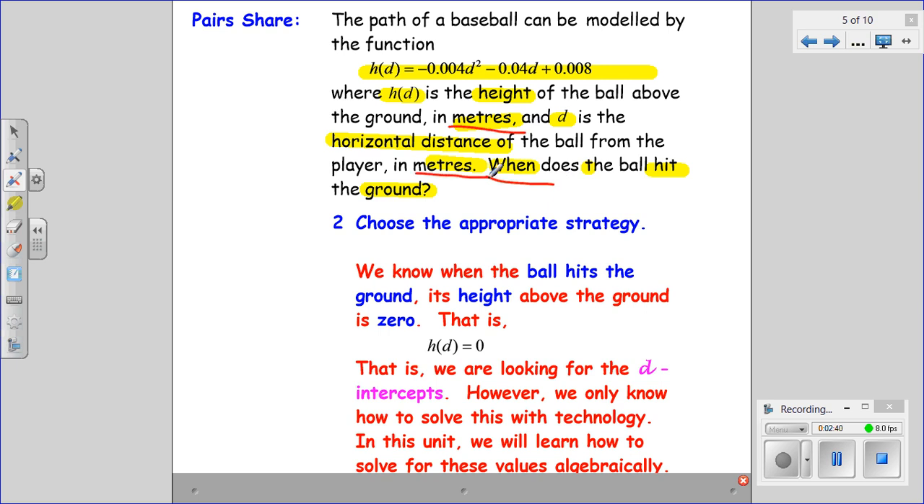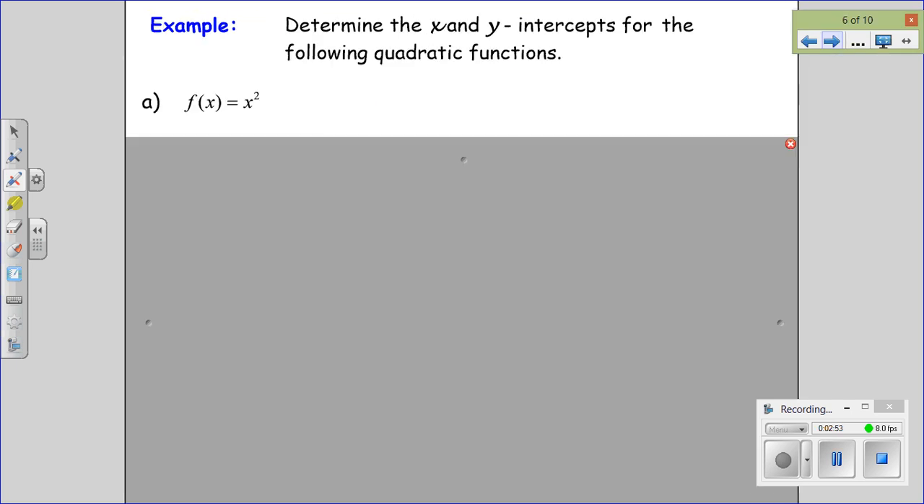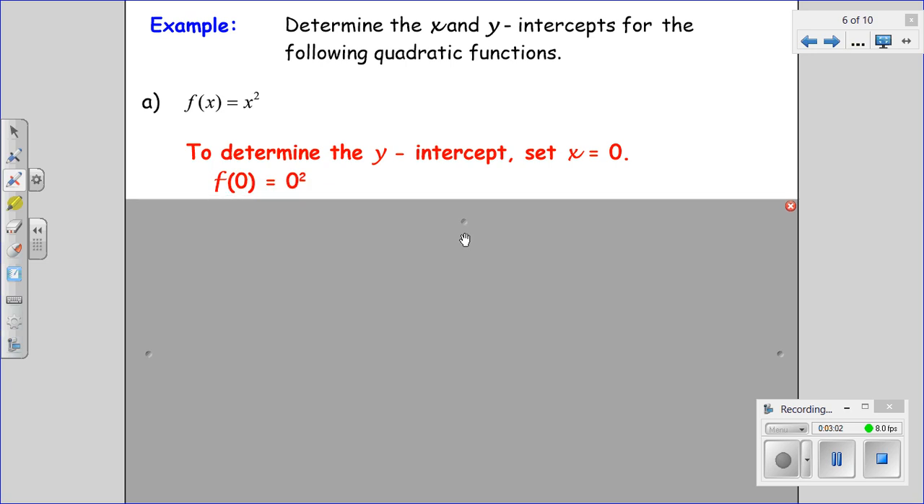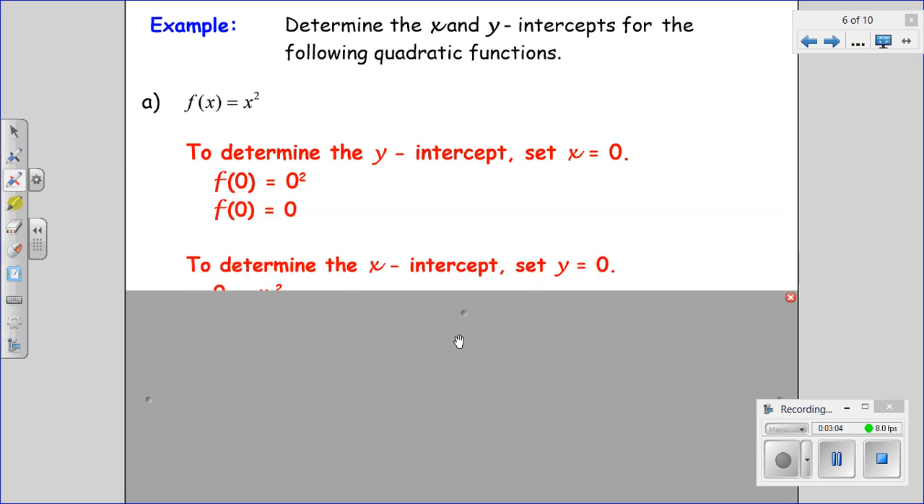Okay, so the only thing we've learned so far is how to find out when it hits the ground using technology. And that's what we want to figure out, is there another way? And there most definitely is, and that's the purpose of this unit. So we're going to work on finding the x and y intercepts. The y-intercept is easiest because all we have to do is substitute 0 in and solve. So f(0) is 0 squared, which is 0.